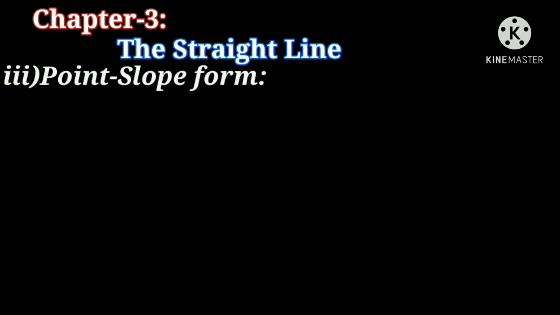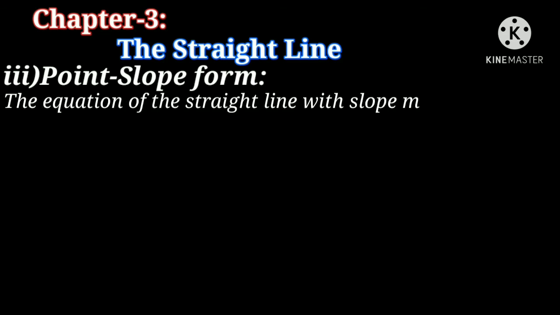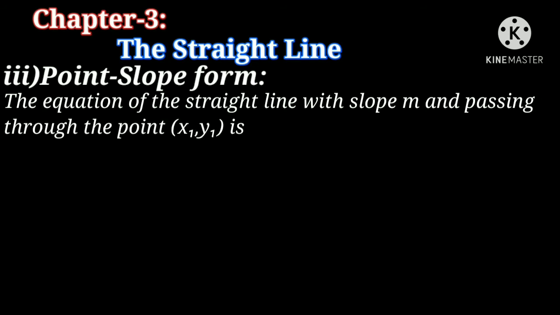Third one, the equation of a straight line in point slope form. The equation of the straight line with the slope m and passing through the point x1, y1 is y minus y1 equal to small m into x minus x1. That is, y minus y1 equal to small m into x minus x1 is the point slope form straight line equation.